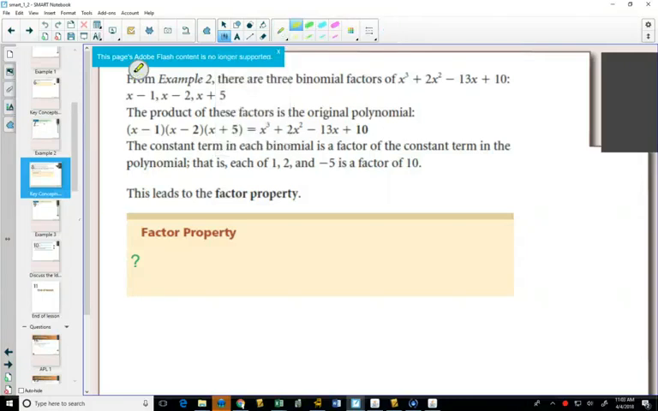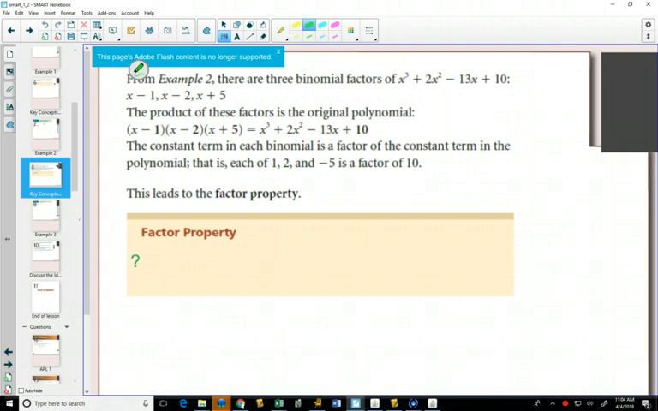Yesterday, the question that we got, we looked at a polynomial, and they gave us a bunch of examples to try and factor. And so here's another example. They are using the main example too. They said you started with x cubed plus 2x squared minus 13x plus 10, and you found out that x minus 1, x minus 2, and x plus 5 were the factors.